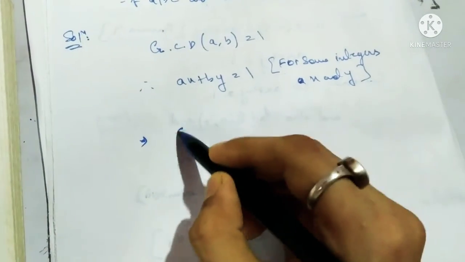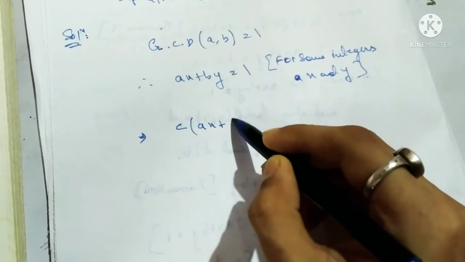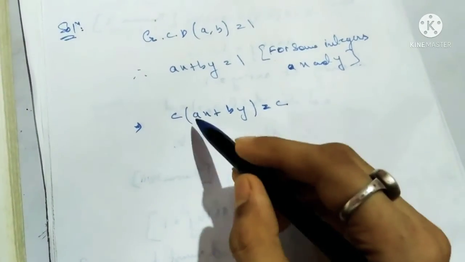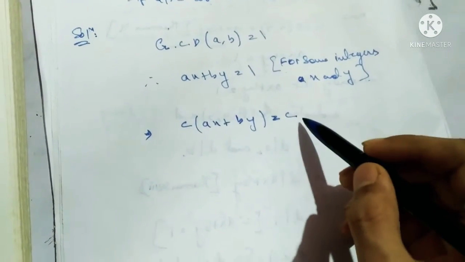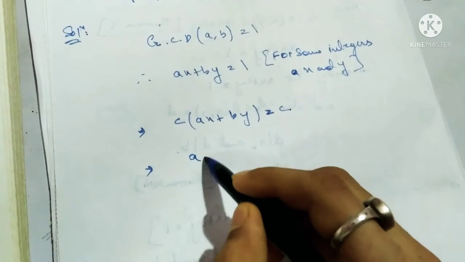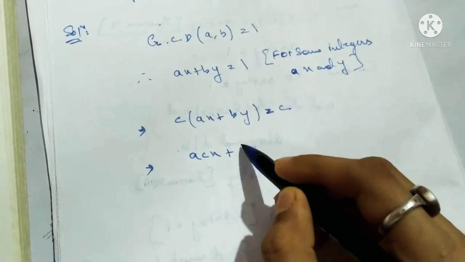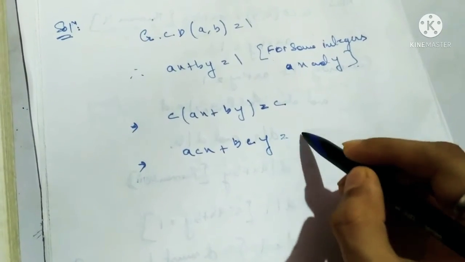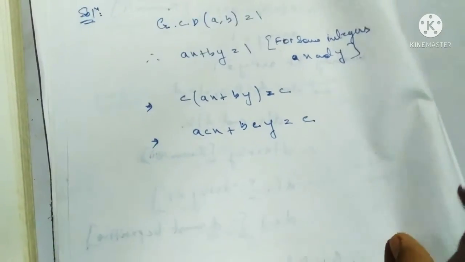Now both sides I will multiply with C. So C times bracket AX plus BY is equal to C. If I multiply it, I will get ACX plus BCY is equal to C.